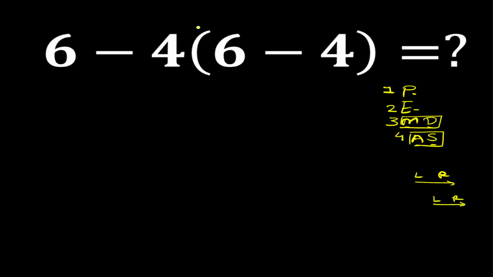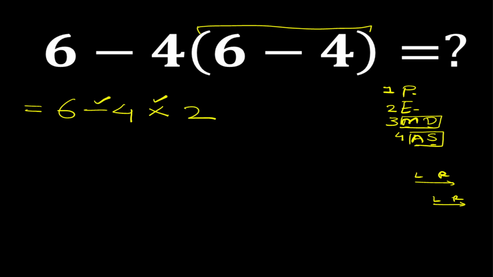So in this question, first we have to solve this parenthesis, right? So now 6 minus 4. Now solve this parenthesis. 6 minus 4 is equal to 2. So multiply 2. Now here we have one subtraction and here we have one multiplication. So according to the PEMDAS rule, first we have to solve multiplication, then we have to solve subtraction.